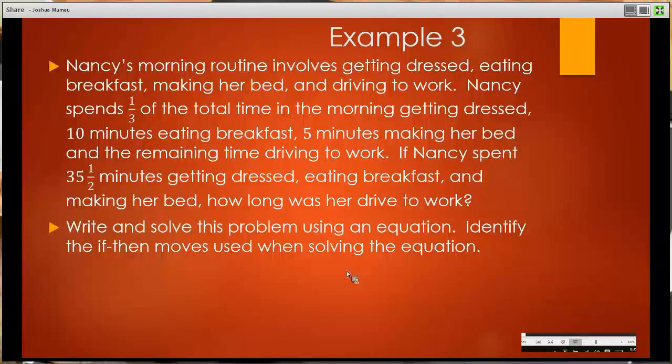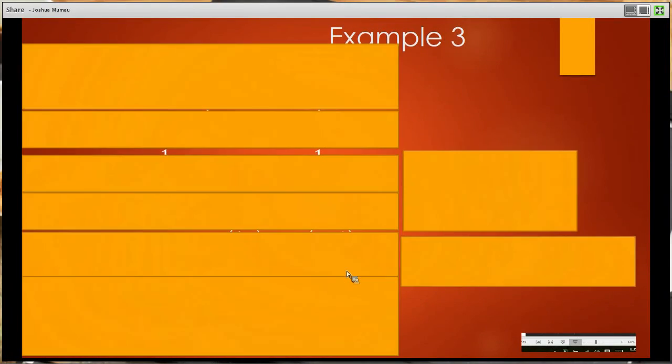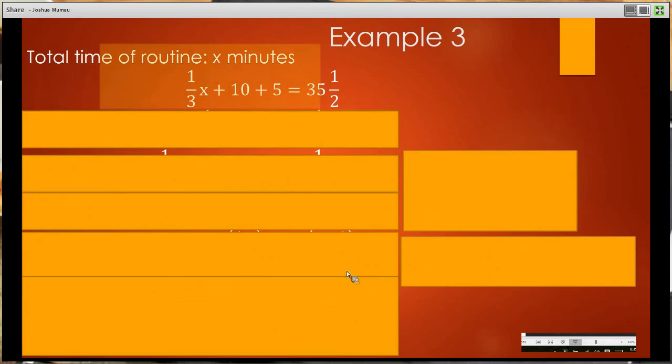Write and solve this problem using the equation. Identify the if-then moves used when solving the equation. Well, first, the total time of the routine is x minutes long. So 1/3 times x plus 10 plus 5 equals 35.5.